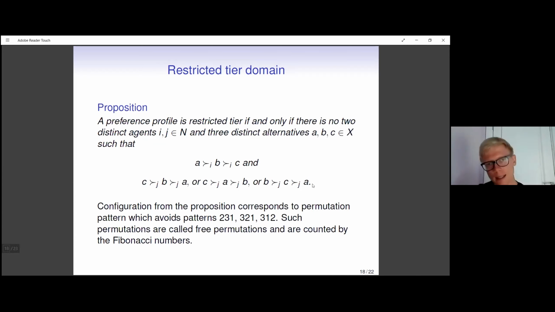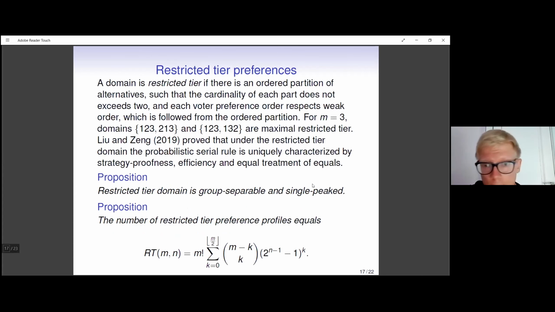So this configuration corresponds to a permutation pattern which avoids patterns 2, 3, 1. So the first is the last, and 2, 3, 1, and 3, 1, 2. Such permutations are called free permutations and are counted by Fibonacci numbers. So we have quite easy combinatorics for this, and it's a quite easy formula for preference profiles.